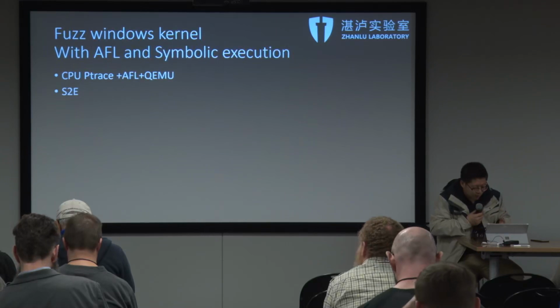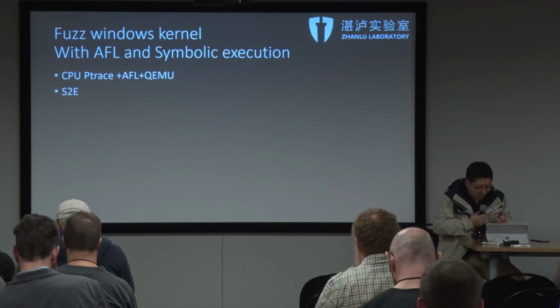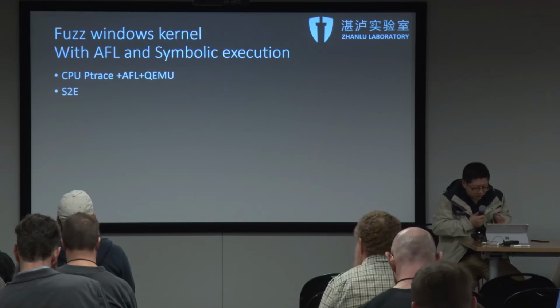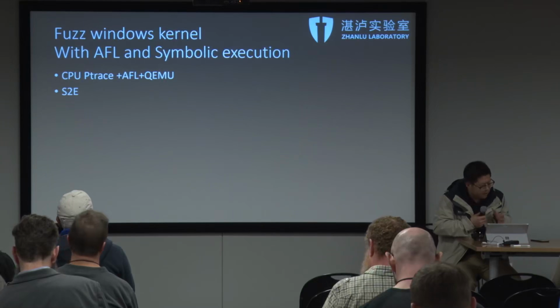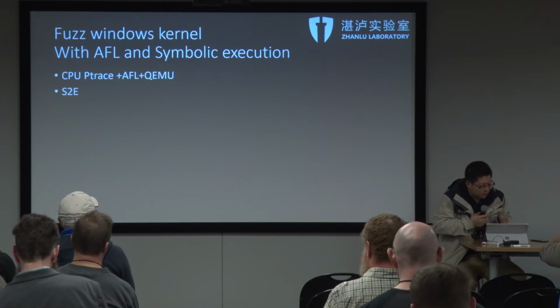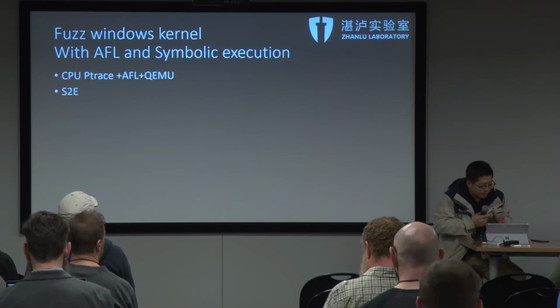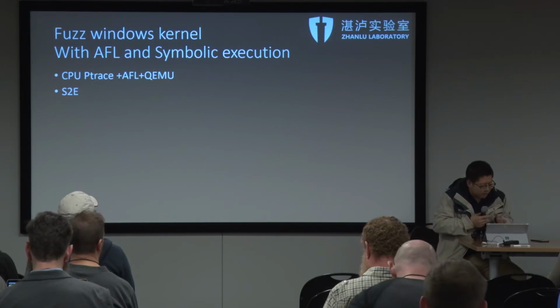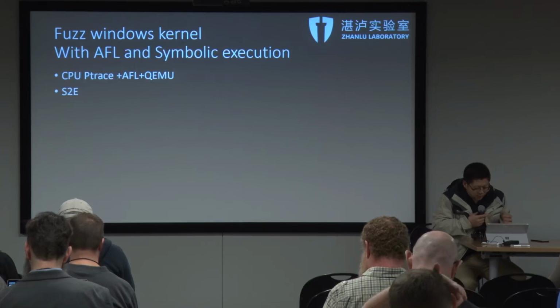In my work, we are focused on the next generation fuzzing framework. It's fuzzing the Windows kernel with AFL and symbolic execution. That's what we are developing. We need a CPU with ptrace, and with ptrace we need AFL. We need QEMU, and we combine the CPU ptrace with S2E.